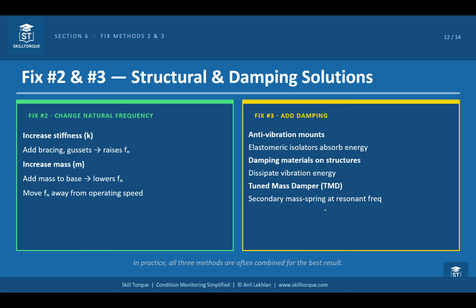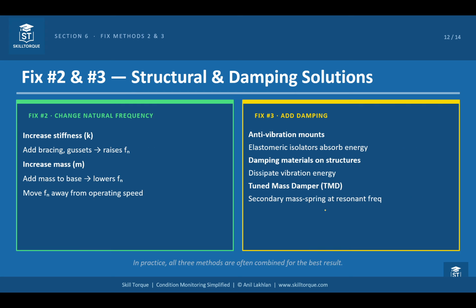Now what's the second method? This first method we can't always use, because sometimes the process demands that we operate this machine at that particular frequency only. So in that case, there are two other methods. What are those other two methods? Now we'll be discussing the second method, that is, if we can change the natural frequency of that particular machine.